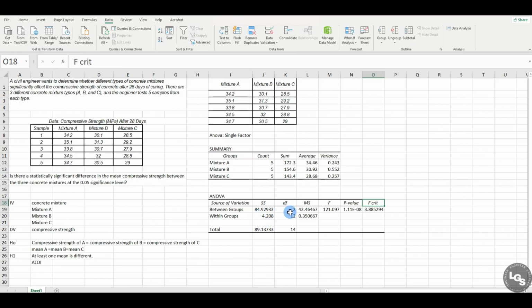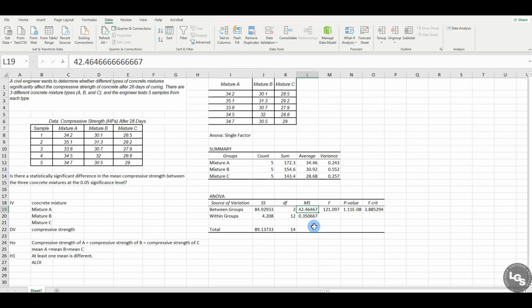Then degrees of freedom. Between the groups, the formula is the number of groups minus 1. We have 3 mixtures, so that is 3 minus 1. For within the groups, that is the total samples, 5 for each, so 15, minus the number of groups. We have 3, so 15 minus 3. That becomes 12.